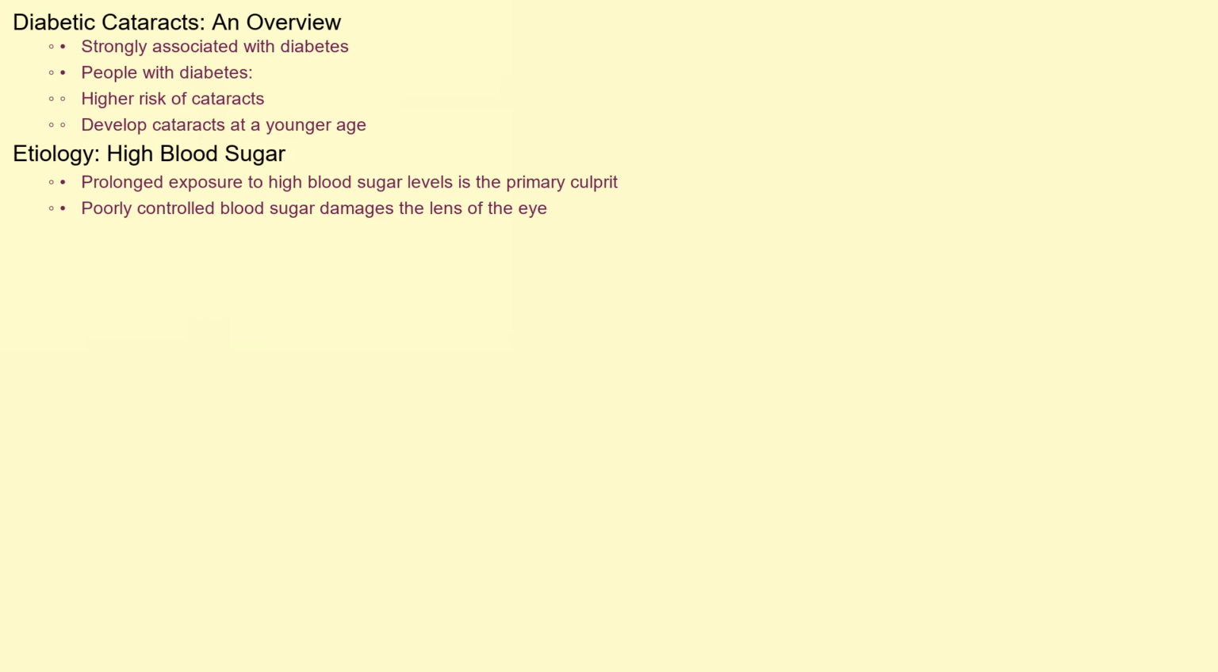The primary culprit is prolonged exposure to high blood sugar levels. While anyone can develop cataracts as they age, people with diabetes are at a significantly higher risk and tend to develop them at a younger age. Poorly controlled blood sugar is the main etiological factor, leading to a cascade of events that damage the lens of the eye. Let's talk about what happens inside the eye.